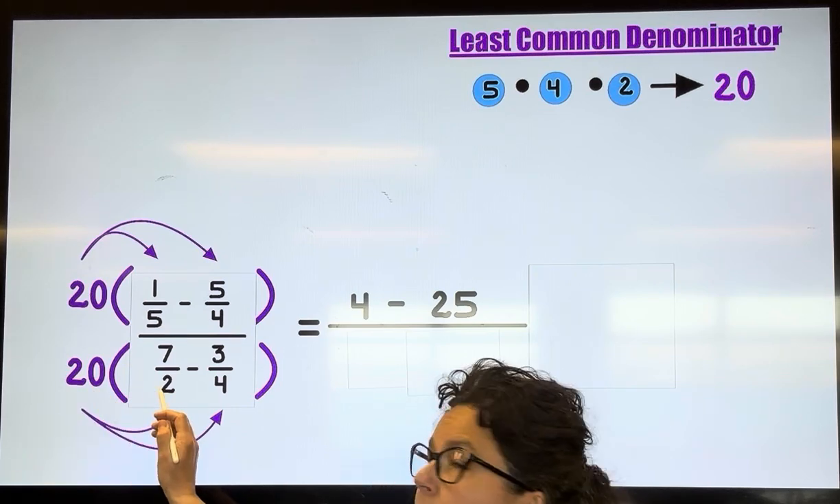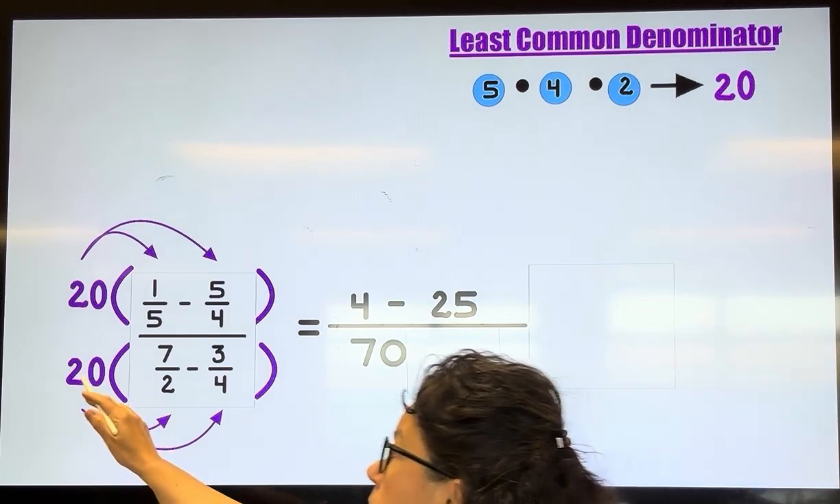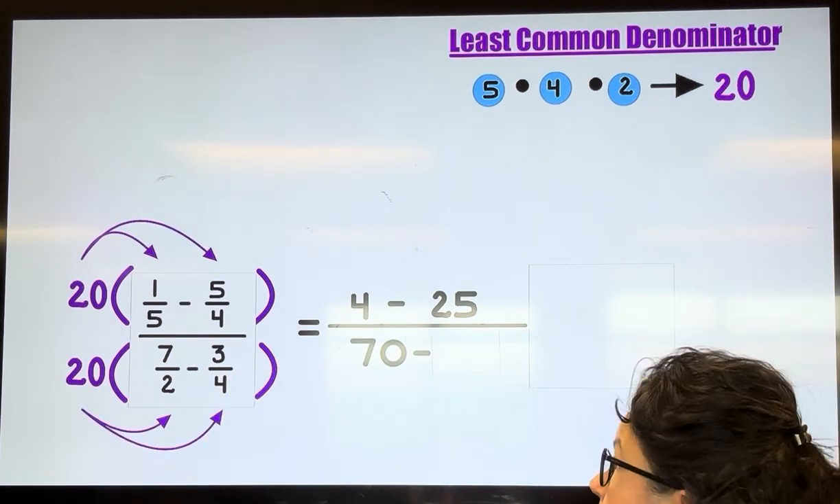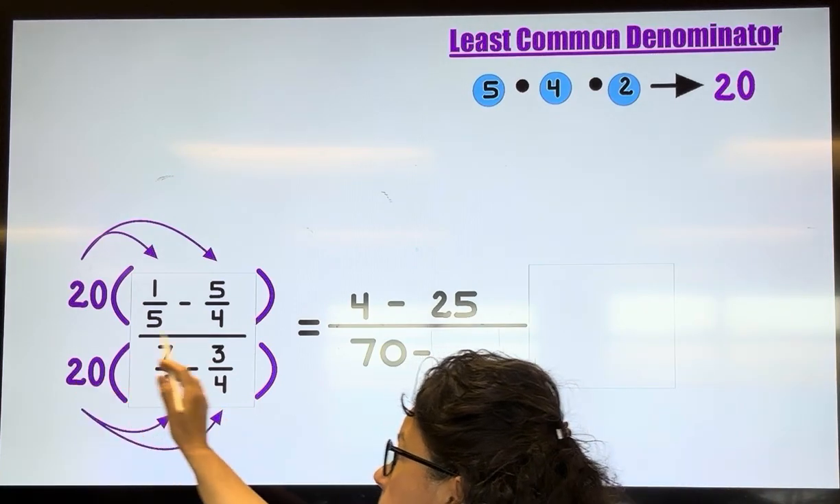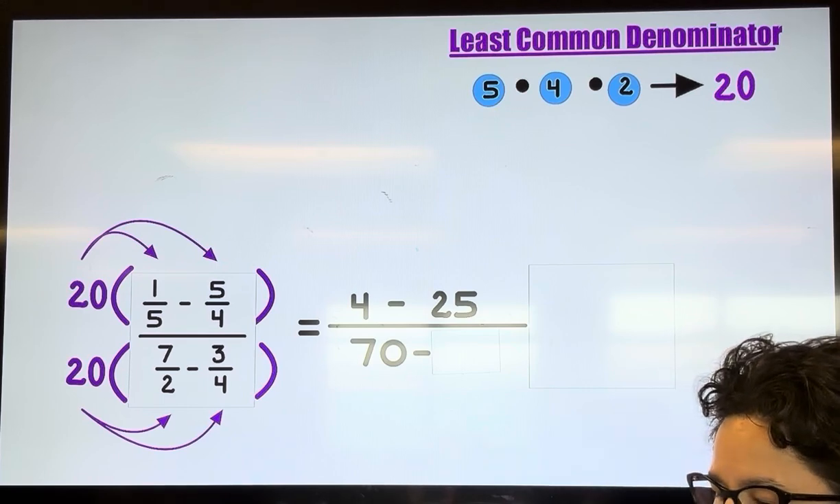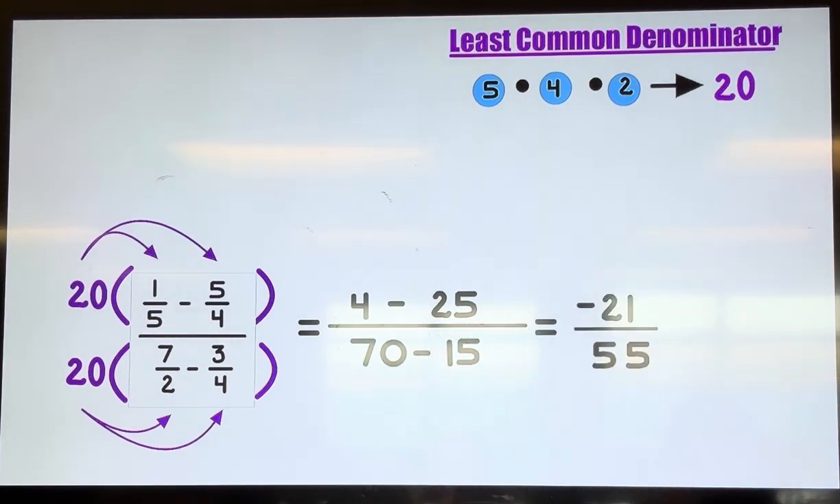Okay, 20 multiplied by 7/2, multiplying by a fraction, you're dividing by the bottom, multiplying by the top. So 20 divided by 2 is 10, 10 times 7 is 70. And then positive times negative is going to be a negative. And then 20 divided by 4 is 5. 5 times 3 is 15. Then 4 minus 25 is negative 21, and 70 minus 15 is 55.